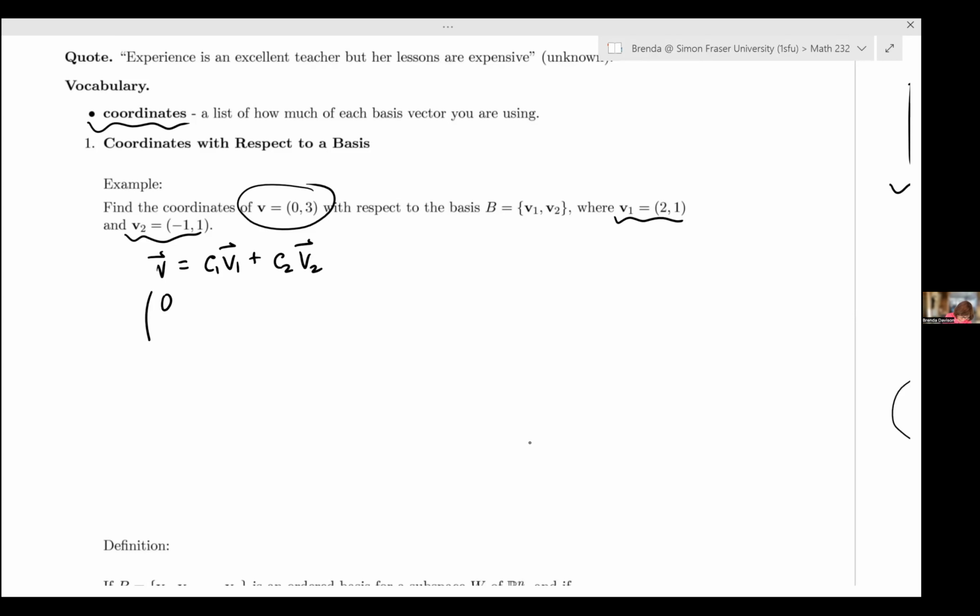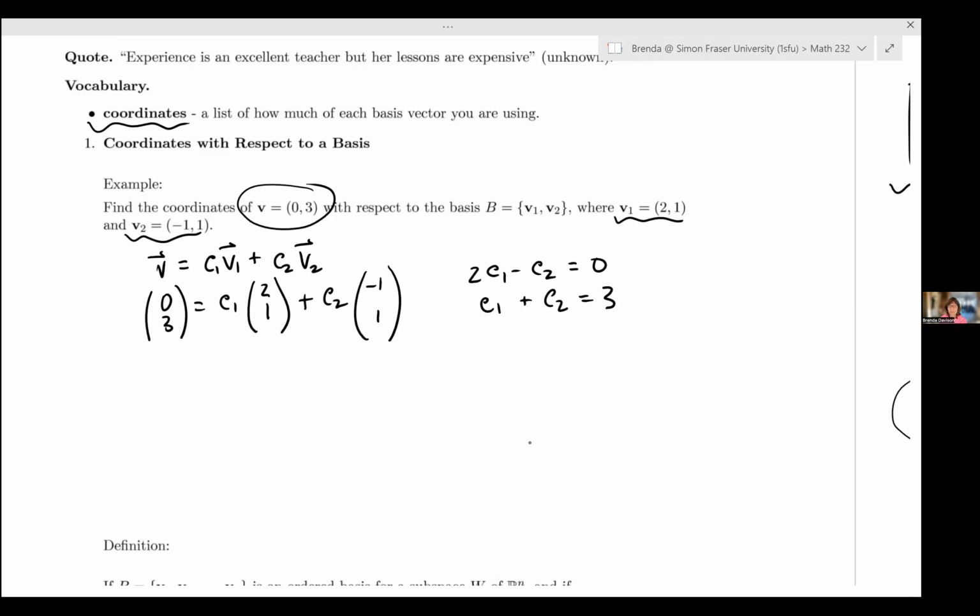So 0, 3 will be equal to c1 times v1, where v1 is 2, 1, plus c2 times v2, where v2 is minus 1, 1. We want to find c1 and c2. This is simply two linear equations and two unknowns. The first linear equation is 2c1 minus c2 equals 0. The second linear equation, reading from the second row, is c1 plus c2 equals 3. You solve that, two equations, two unknowns. We've done this a large number of times, and we find that c1 is 1 and c2 is 2.